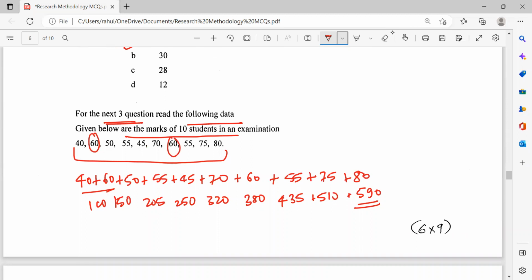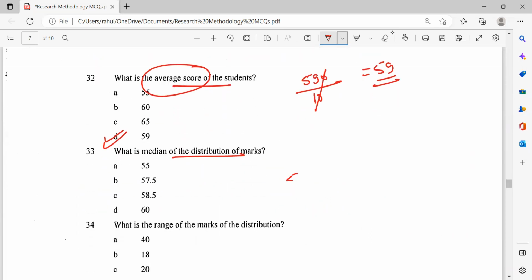60, 2 times, 55, 2 times. So median would be 55 and 60 because it is repeating twice. So what is the mid value of this? 57.5. It would be your median. Option B is the correct answer.